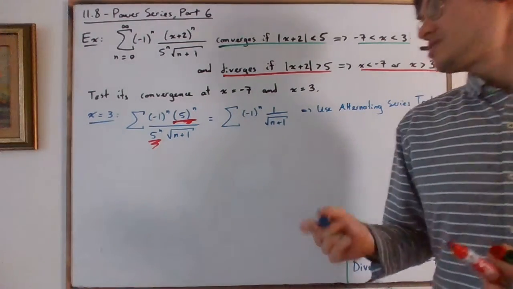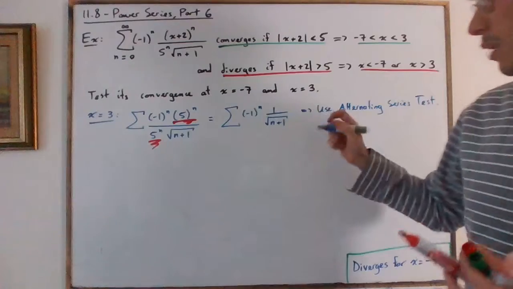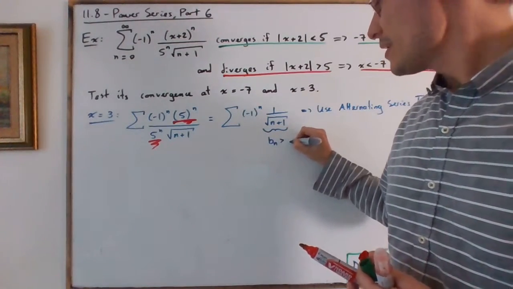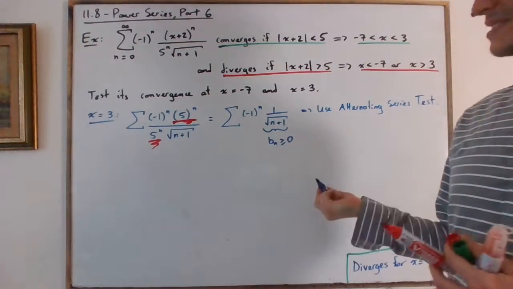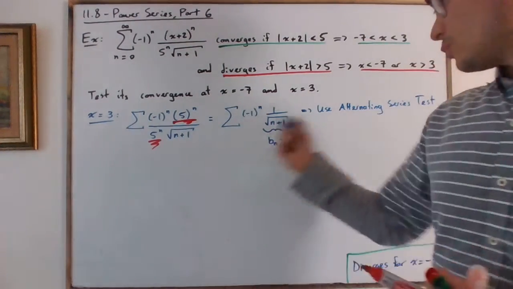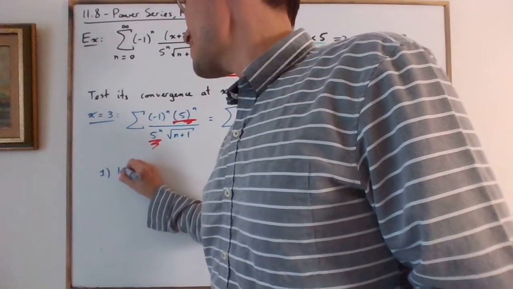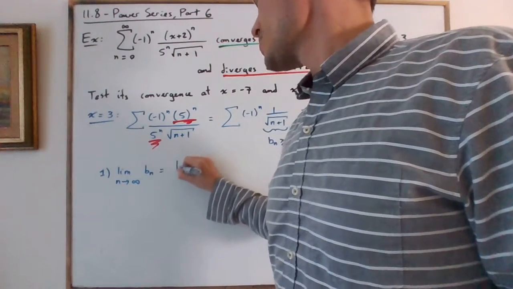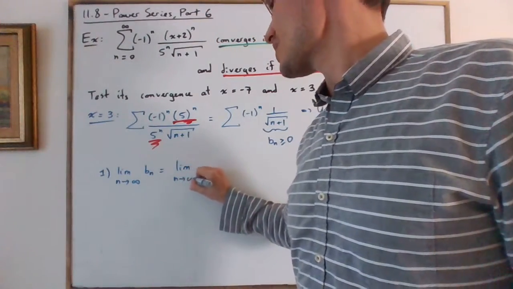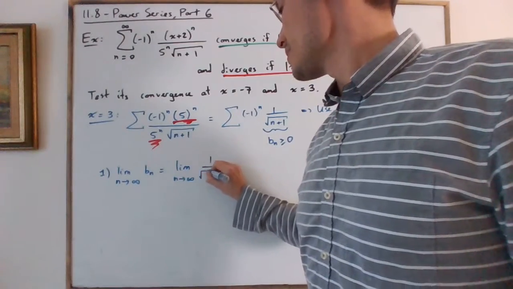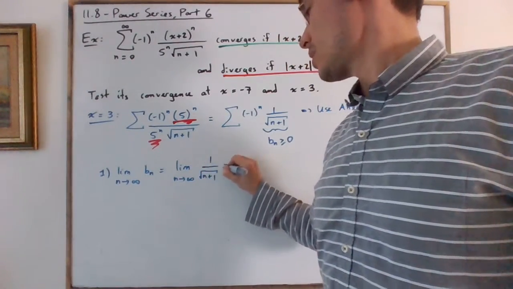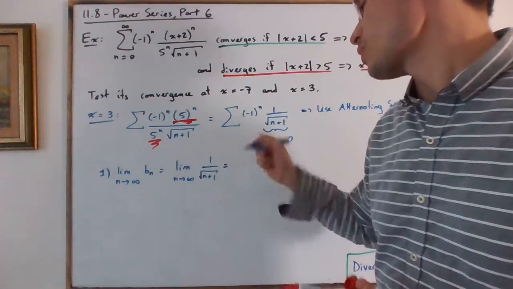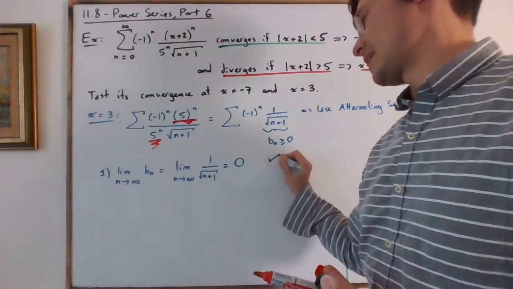Okay, so what is it? Well, this guy is your Bn, right? Bn here, remember, has to be something that's greater or equal to 0. So what do we do with it? We have to verify first that the limit as n is approaching infinity of Bn, so the limit as n is approaching infinity of 1 over the square root of n plus 1. Is this equal to 0? Well, certainly, right? 1 over infinity, so 1 over 0. Yeah, this is equal to 0, so that works.